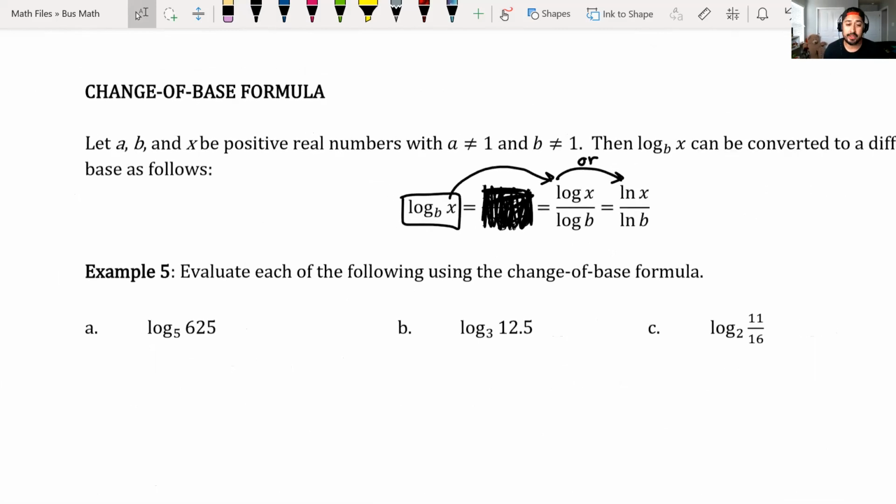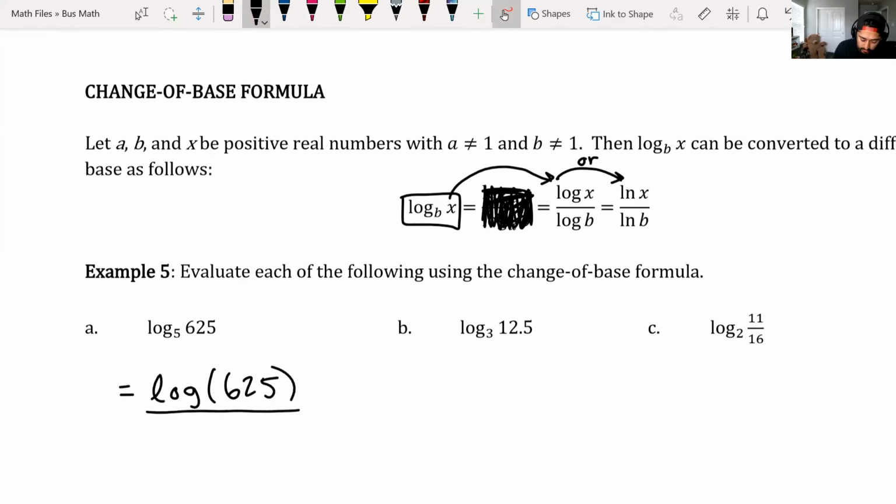Example 5. Evaluate each of the following using the change of base formula. Okay, so if we're going to use the change of base formula, you can start with A. The first thing I'm going to do is rewrite log base 5 of 625 using the change of base above. This becomes log of 625 over log of 5. That's it. That's by change of base. Log of 625 over the log of 5.